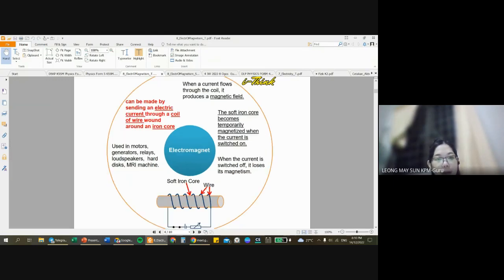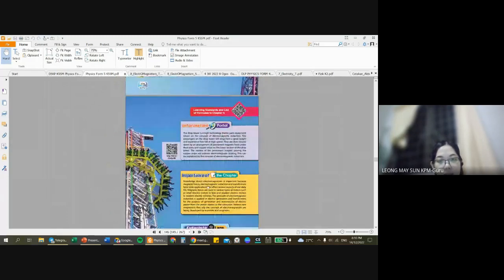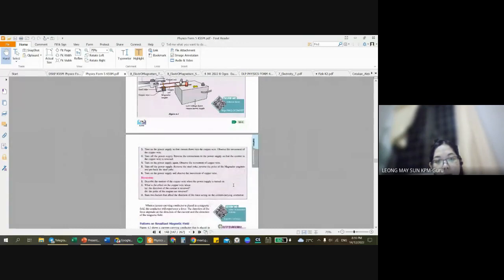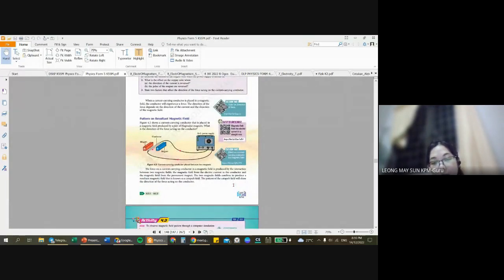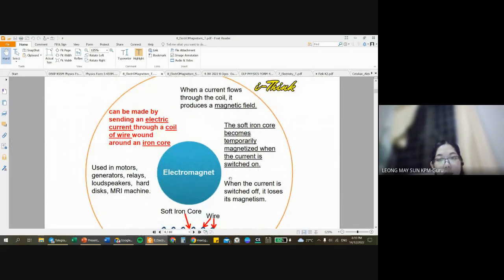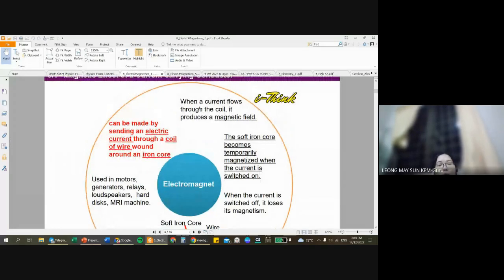What is an electromagnet? In terms of the textbook, electromagnetism goes directly into a current carrying conductor, whereby they use Fleming's left hand rule and Fleming's right hand rule. So I'm going to do a little recap on what an electromagnet is first. The textbook doesn't have the definition of electromagnet over here. So an electromagnet is a temporary magnet.